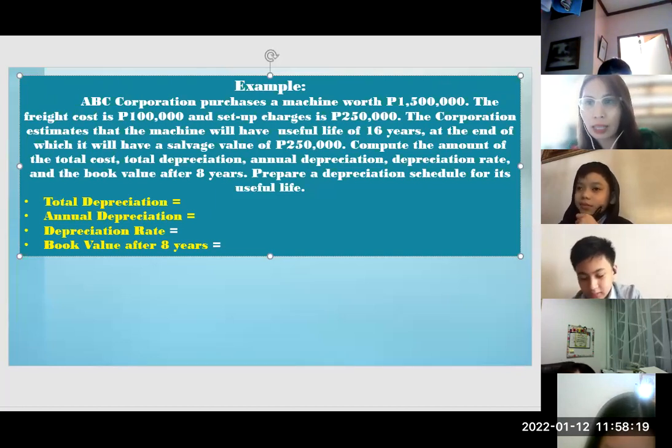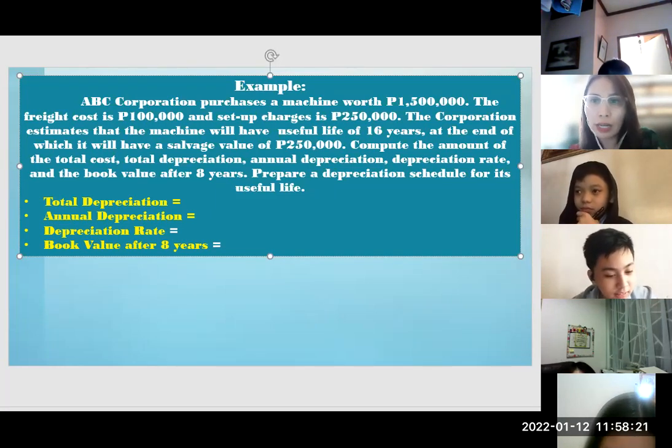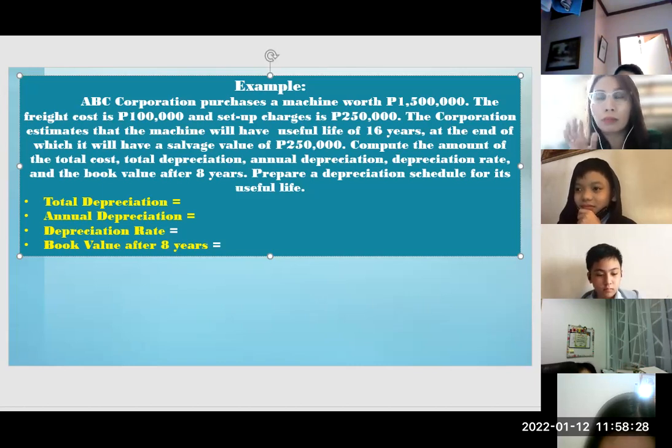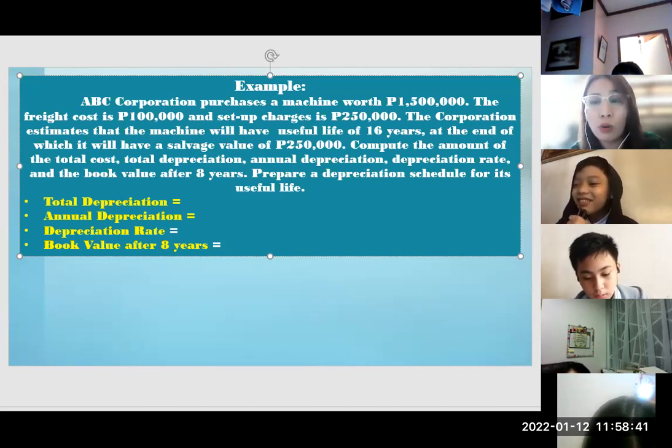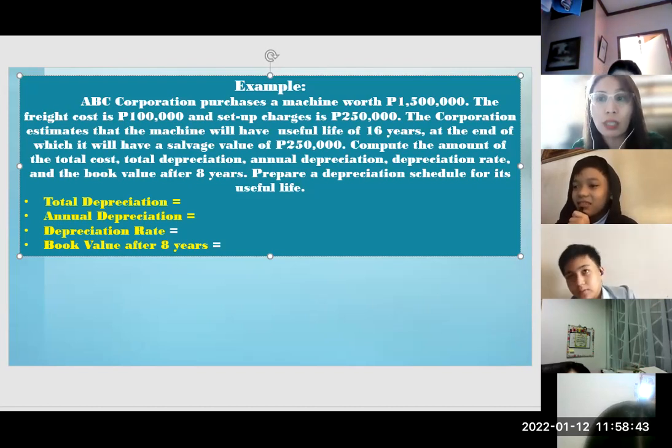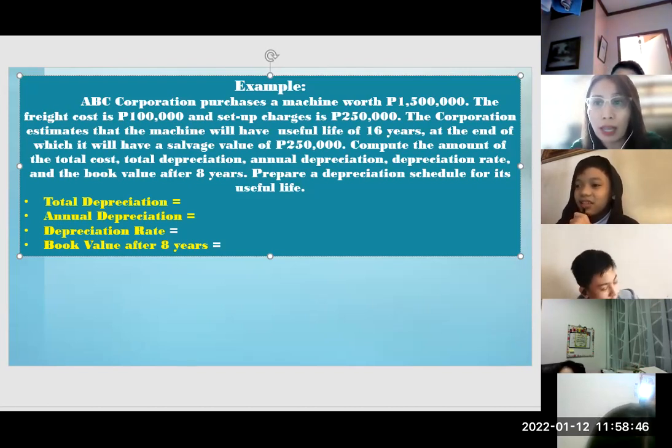Okay, correct. Ayan. Thank you, Arkin. So Arkin gave us an initial, the code to be remembered so that we will know how to compute the depreciation properly. And with the step. Ayan, step by step kasi. Okay.